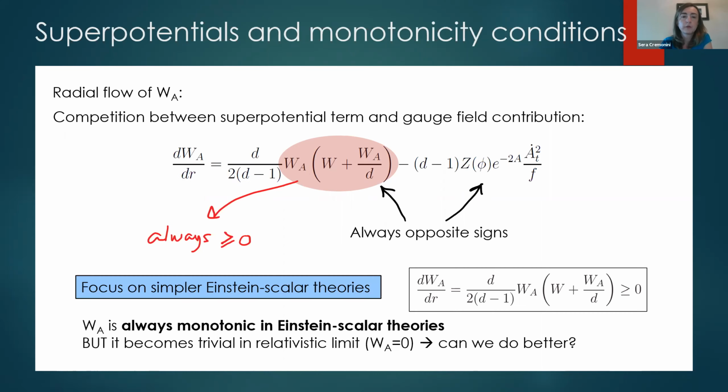Now, if you restrict yourself to Einstein's scalar theory, so if you kill the gauge field, then you do get a monotonicity condition. You get that this WA is monotonic in Einstein's scalar theories. So that's something. But this is not particularly interesting in the relativistic limit. It's exactly zero. So it's not what I would think of as a very useful quantity if you're interested in something that would behave like a C function and give you the answer that you expect in the relativistic limit.